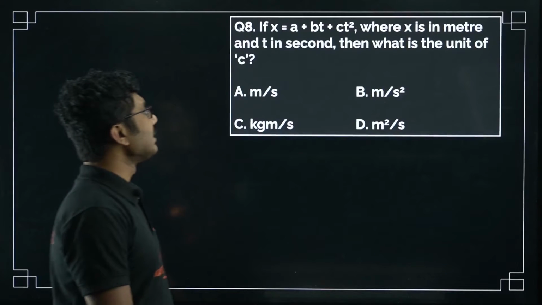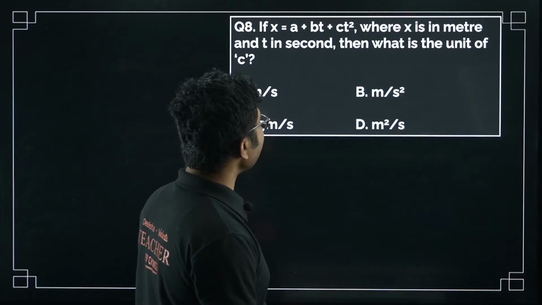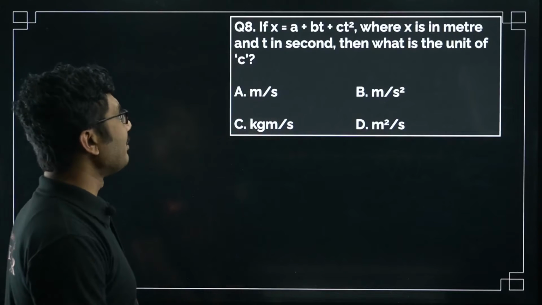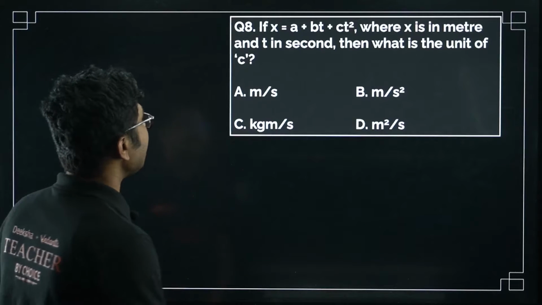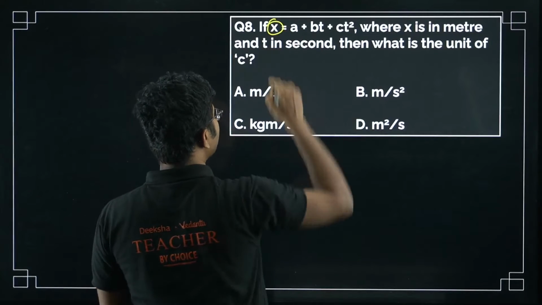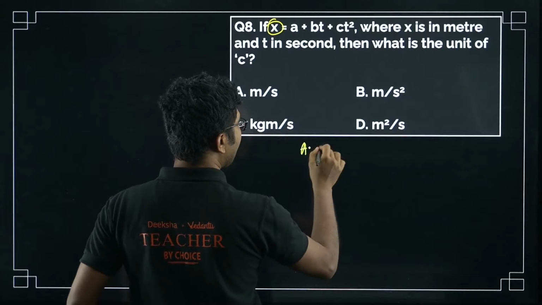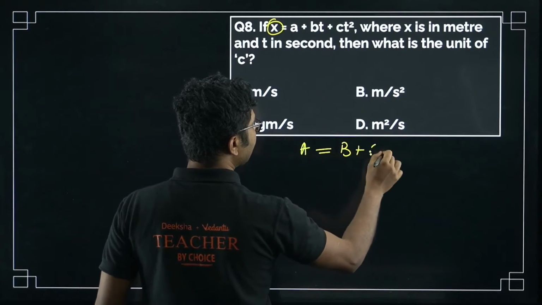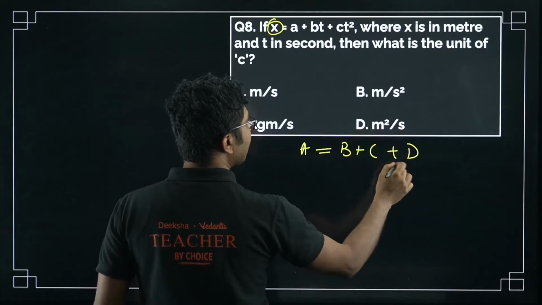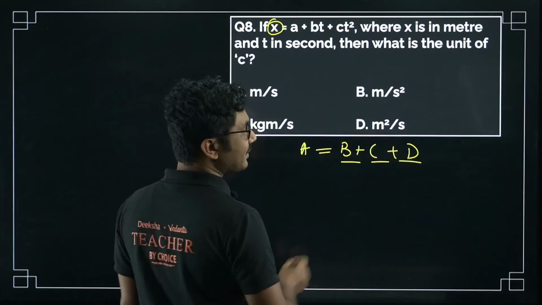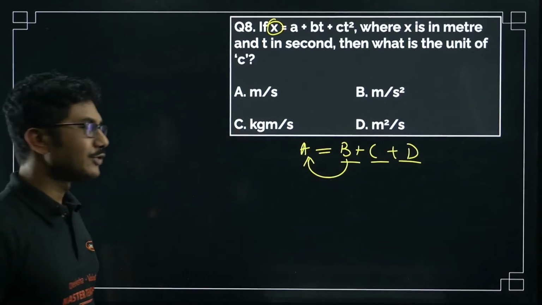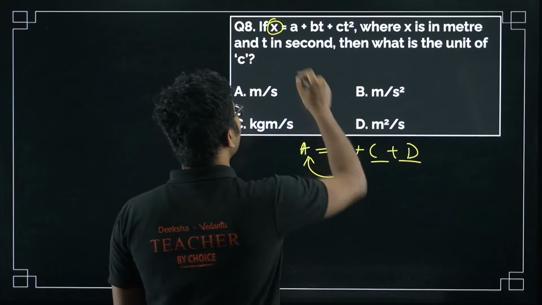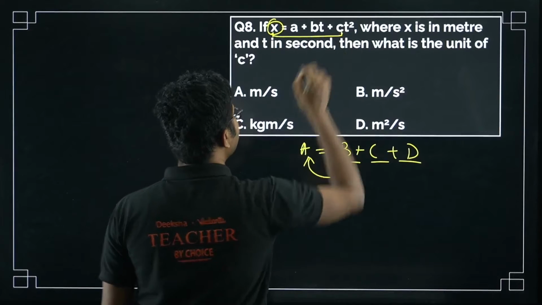If x equals a plus bt plus ct square, where x is in meter and t in second, then what is the unit of c? So x is in meter, so if we are writing an equation a equals b plus c plus d, then individually every one of them should have the same dimension as that of a. That is the meaning of a dimensional relation, right? So x should be same as ct square.